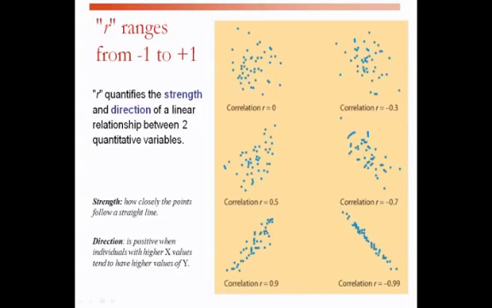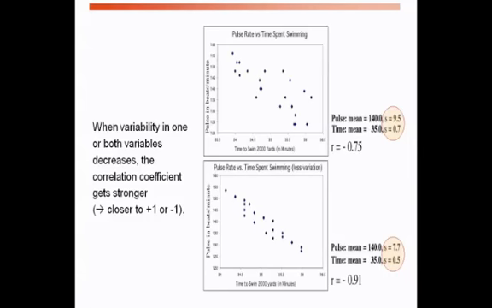So correlation also quantifies the strength and direction, and we have seen this, and here are some examples that you've seen. So this one, correlation is negative, so if I were to draw a slope, it will look like this. This is negative 0.3, you can see that. Okay? So we have seen this, so don't have to worry too much about that. Okay, this is an important property. When the variability of one or both of the variables decreases, the correlation coefficient gets stronger.